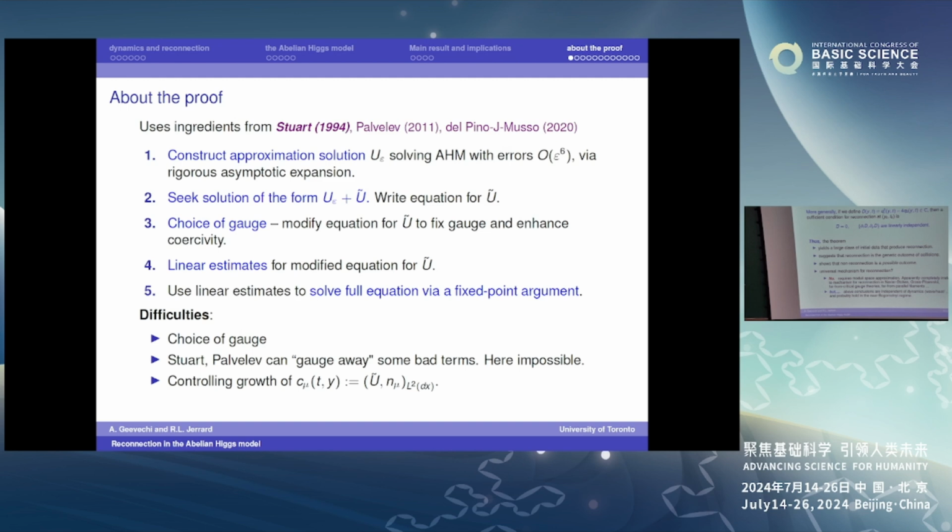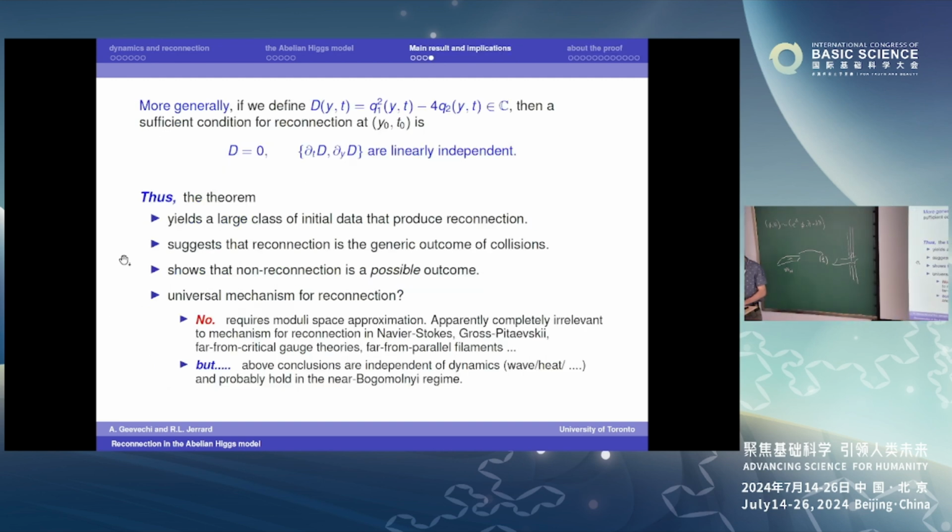And I've lost the animation. Okay, and is this a universal mechanism? So I argued before that reconnection is sort of universal, ubiquitous. Is this universal? No, not at all. I mean, it only applies to a handful of equations and only in this nearly parallel setting. But within that setting, it has rather broad explanatory power.